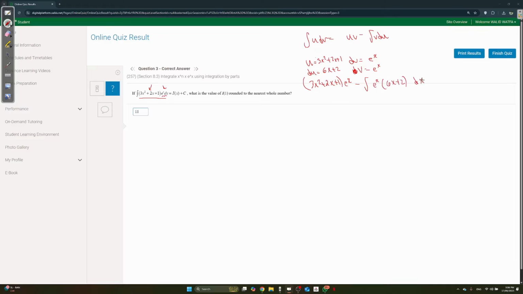Now, someone's going to come and say, oh Walid, what do I do now? I need to integrate this. Now, as you can see here, this is another product, right? It's another product. You have something times something under the integral. So what do you do in this case? You need to do one more integration by parts. Okay, so let's do it again.